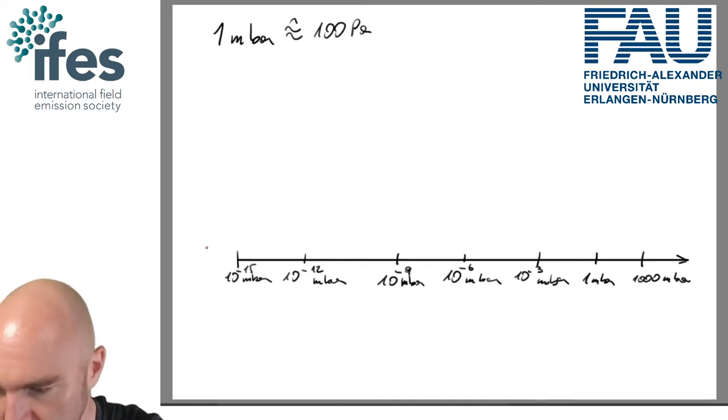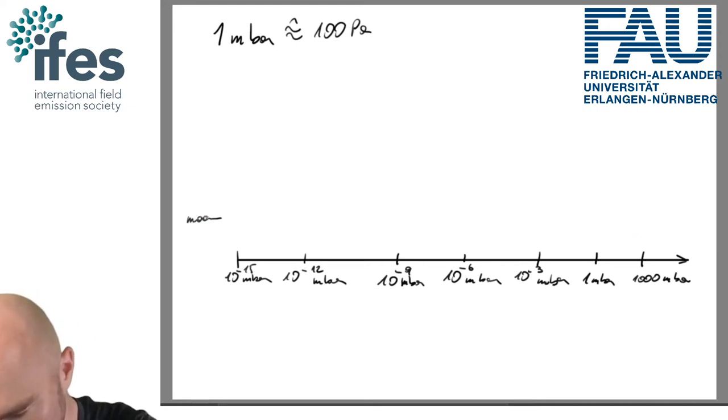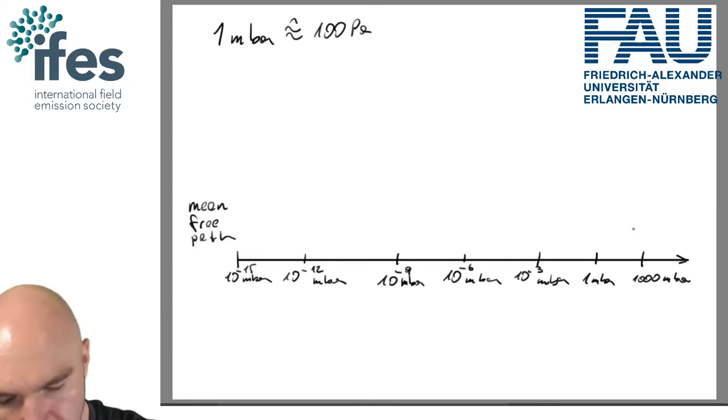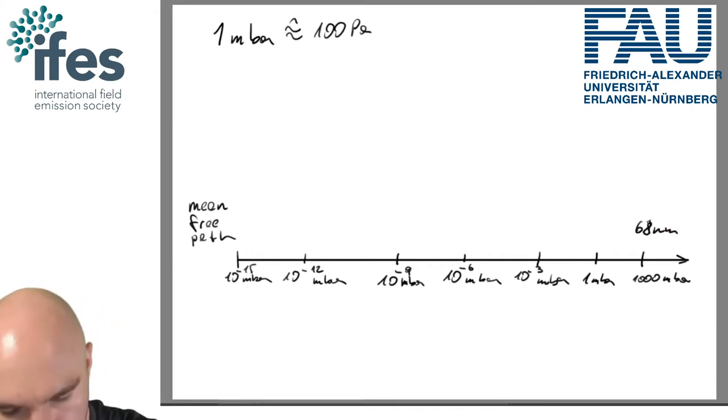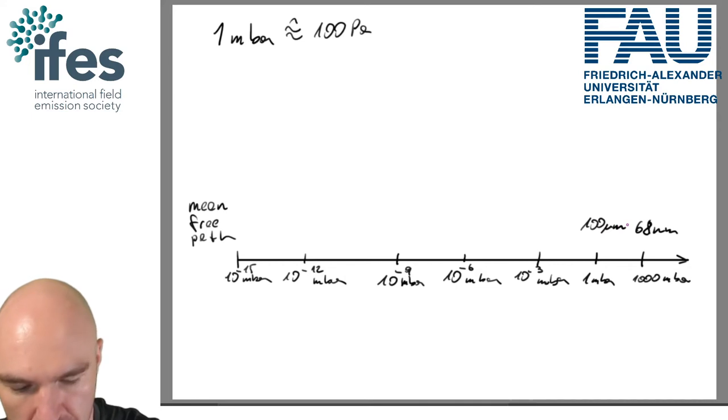And so if we look at mean free path roughly, at atmosphere, if you have a gas molecule, the mean free path is 68 nanometers. So every 68 nanometers on average at ambient pressure, you will get a collision. If you go into coarse vacuum, about a millibar, and I'm now just giving orders of magnitude, okay? This would be about 100 microns. So every 100 microns, I roughly get a collision.